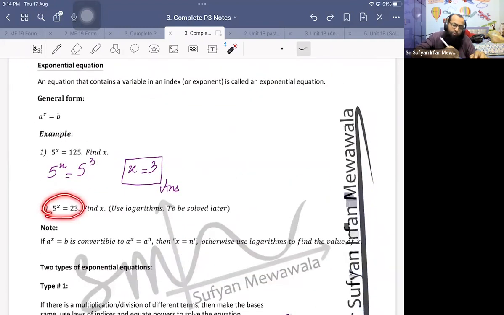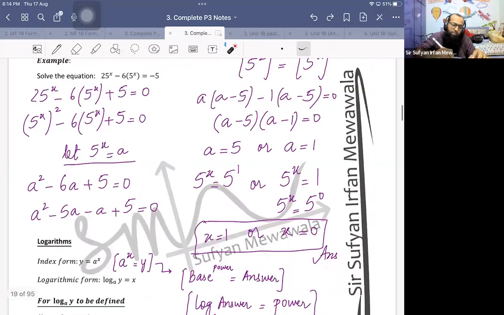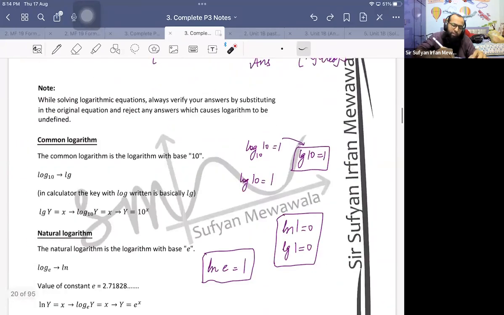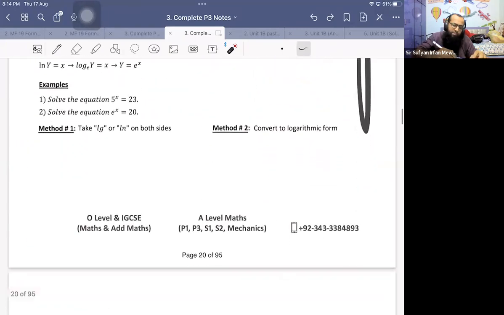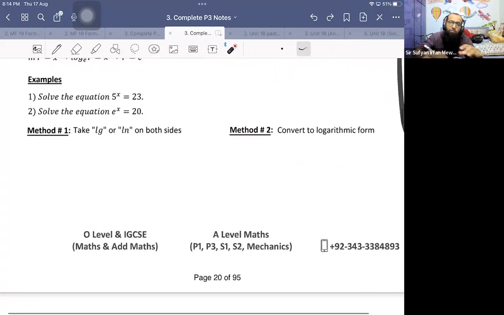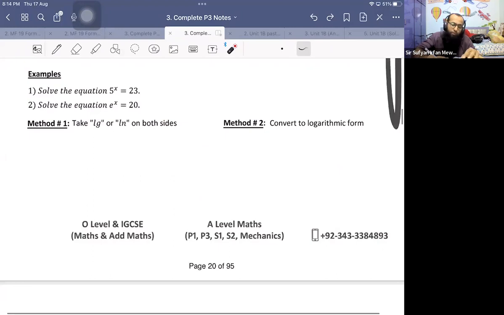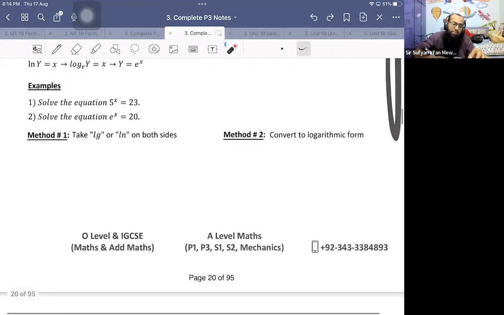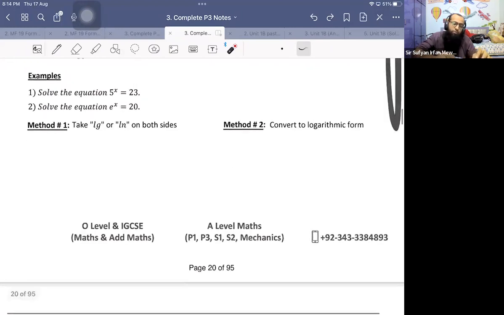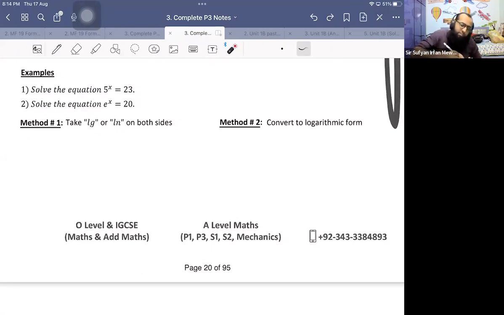5 power x equals 23 and we have to find the value of x, and we'll use logarithms. This was to be solved later. Now it is the right time that we can solve it, right? So 5 power x is equal to 23. How can we solve it? There are two methods to solve this particular type of equation. 5 power x is equal to 23.